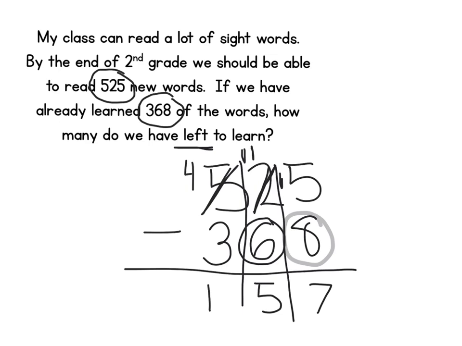I need to label it. So let's go back and look at our question and see if we can know what to label. It says, if we have already learned 368 of the words, how many do we have left to learn? We have 157 more words to learn.